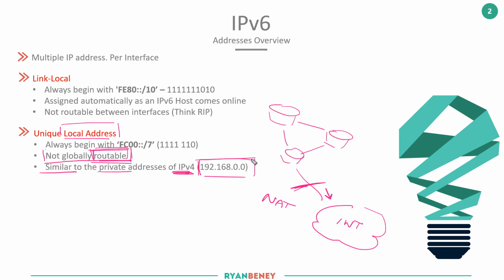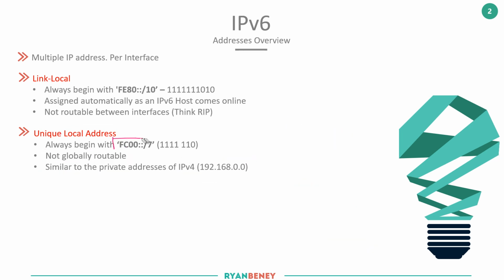They're very similar to these private IPs, and it's important that we understand the IP range that's been reserved for these individual addresses. So we've got FE80 as the main bit we need to worry about for link local, and for unique local it's FC00. So unfortunately, those are two things we're going to have to remember about IPv6 addresses.